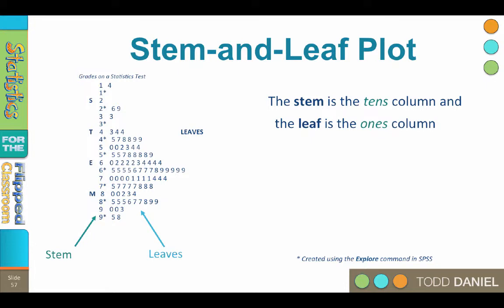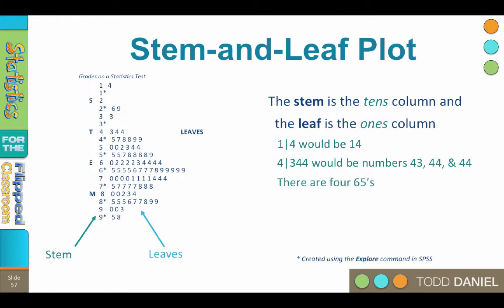A stem and leaf plot puts the tens column as the stem, and the leaves are the ones column. So the first number in this stem and leaf plot, 1 and 4, is 14. The row 4 with 3, 3, and 4 actually contains the numbers 43, 43, 44. Now down here, we have 4 65s. 0 is still a number, so 9, 0 is 90.